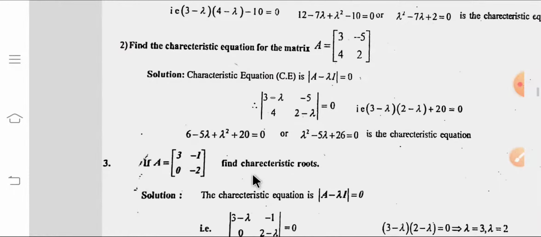Similarly, one more example: find the characteristic equation of the matrix A equal to [3 -5; 4 2]. To find the characteristic equation, we write the determinant of A minus lambda equal to 0. The first element subtract lambda and the last element subtract lambda. It's |3 - lambda, -5; 4, 2 - lambda|. So this expansion is (3 - lambda)(2 - lambda) plus 5 times 4, which is 20, equal to 0. Therefore the expansion comes to lambda squared minus 5 lambda plus 26 equal to 0, which is the characteristic equation.